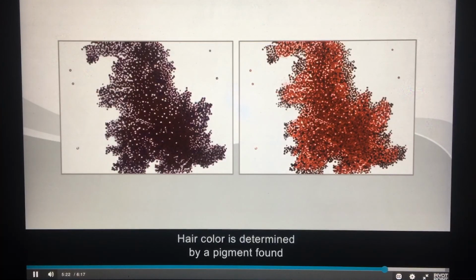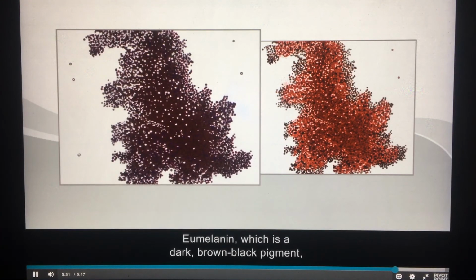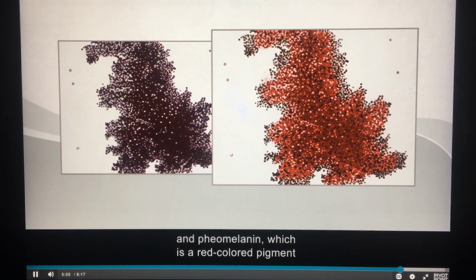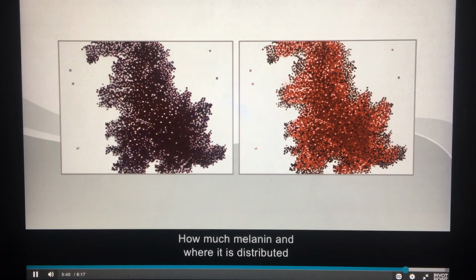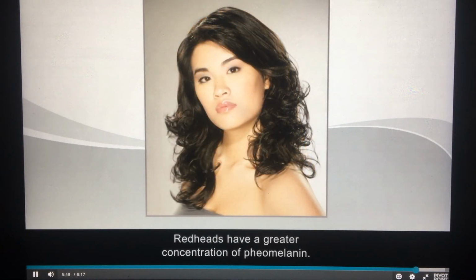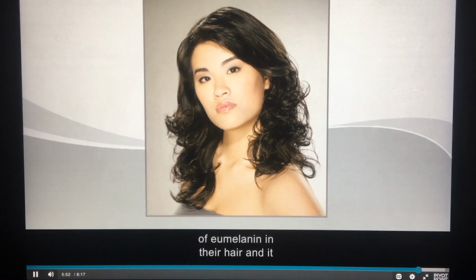Hair color is determined by a pigment found in the cortex called melanin. There are two types of melanin that create the large variety of hair colors. Eumelanin, which is a dark brown-black pigment, and pheomelanin, which is a red-colored pigment sometimes referred to as red-yellow. How much melanin and where it is distributed determines final hair color. Redheads have a greater concentration of pheomelanin. Dark-haired people have greater concentrations of eumelanin in their hair, and it can be found in the cuticle layer.